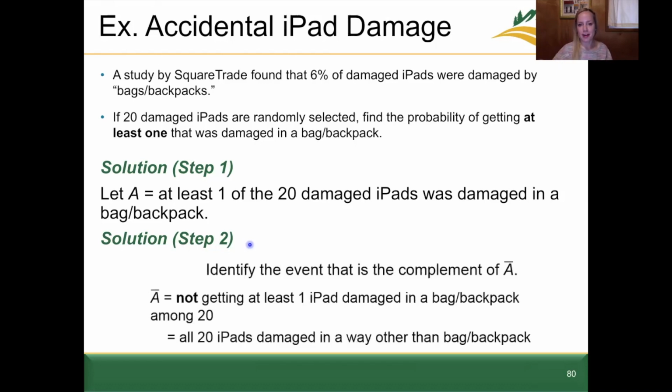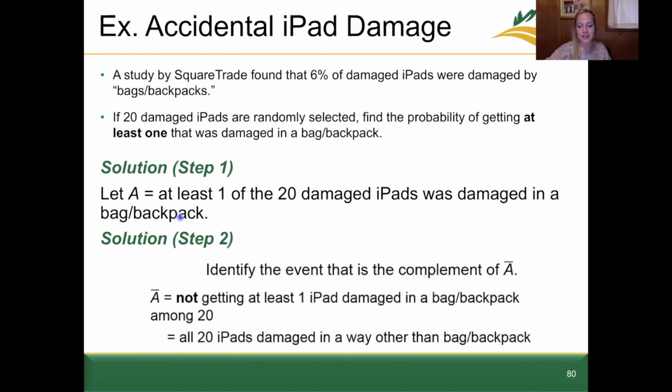A and A bar are complements of one another. So here, A bar is going to be not getting at least one iPad damaged in a bag or a backpack among the 20, right? Because A itself is that we have at least one of the 20 damaged iPads were damaged in a bag or a backpack. Then the complement to this would be that 0 iPads are damaged in a bag or a backpack.